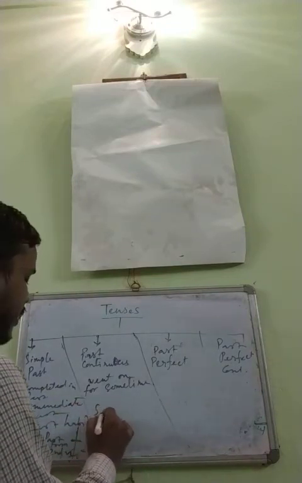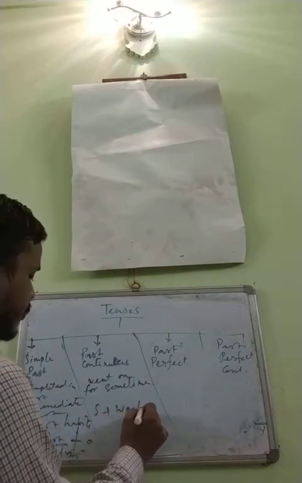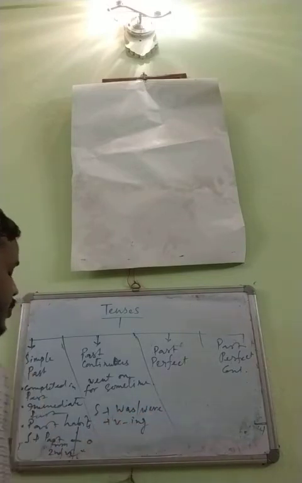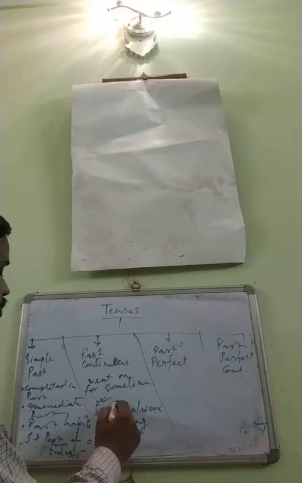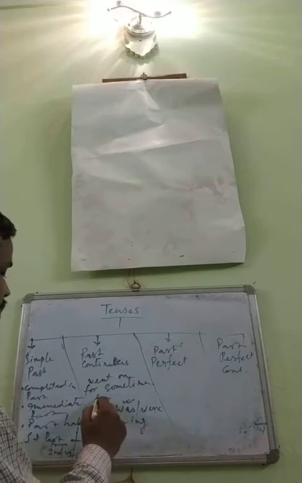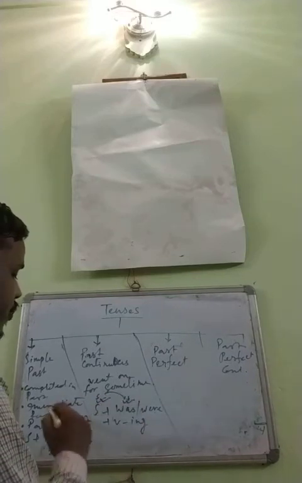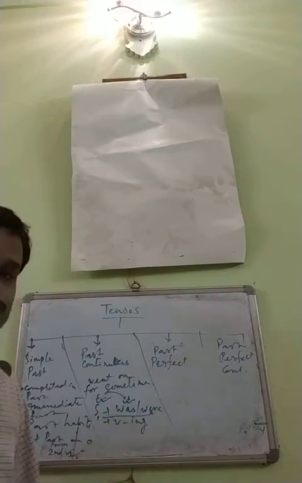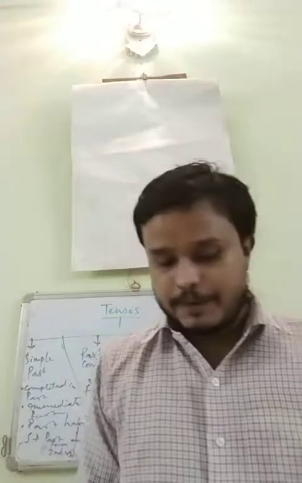Now here subject plus was or were plus verb ing. If the subject is singular, was will be used. If the subject is plural, were will be used. Okay. Now past perfect tense, to refer to the earlier past.